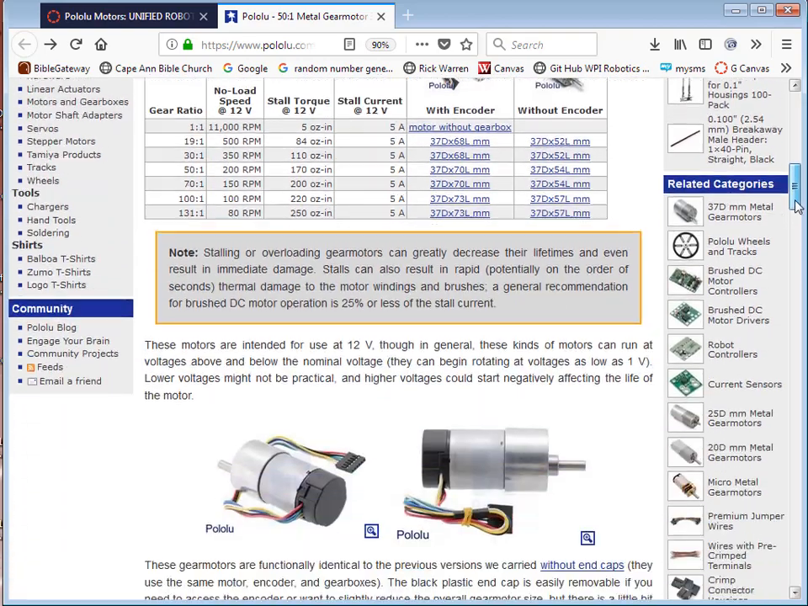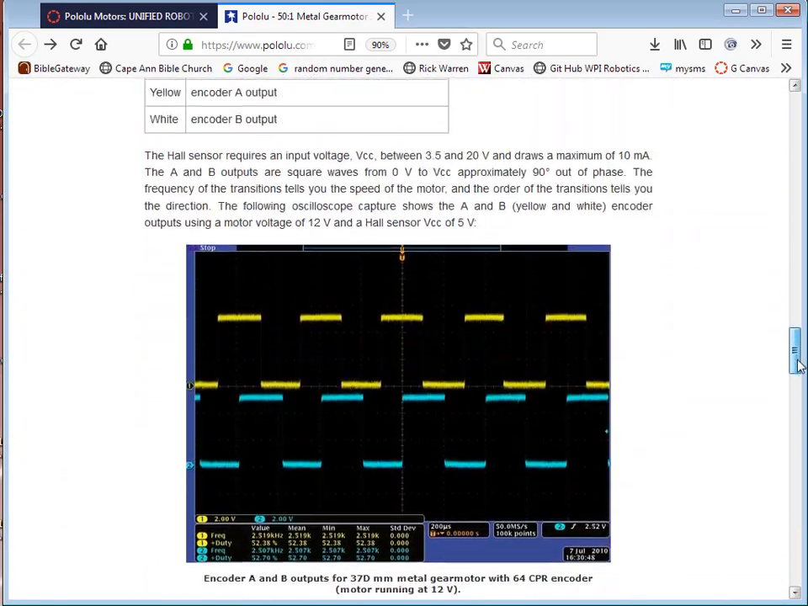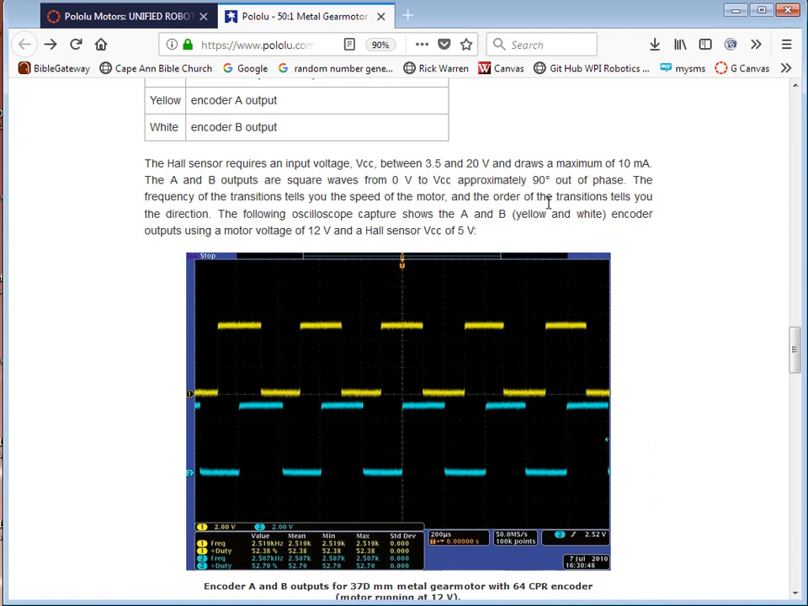I was thinking though that it's back down here. It says that it's approximately 90 degrees out of phase. I mean, if you have 16 rises per revolution on one side, the yellow, and it's a 50 to 1 ratio, that's basically 800 ticks per revolution.